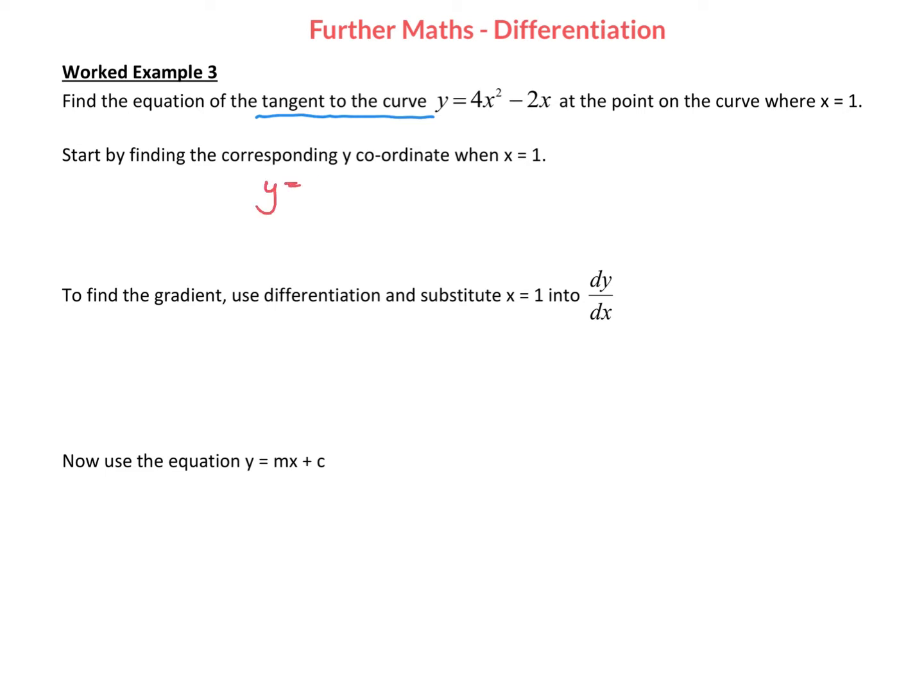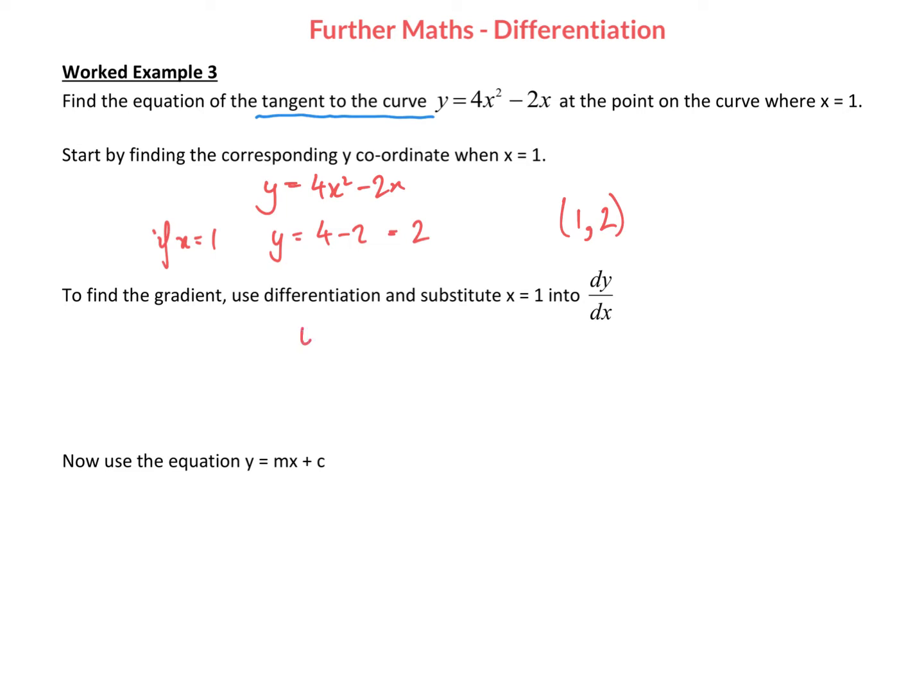For the y coordinate, we're going to put it into the y equation here. So y equals 4x squared minus 2x. And if x is 1, y equals 4 minus 2, which is 2. And so we have a point 1, 2. That's the point we're going to use.